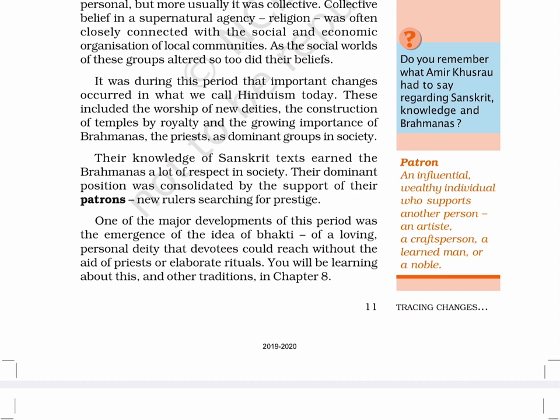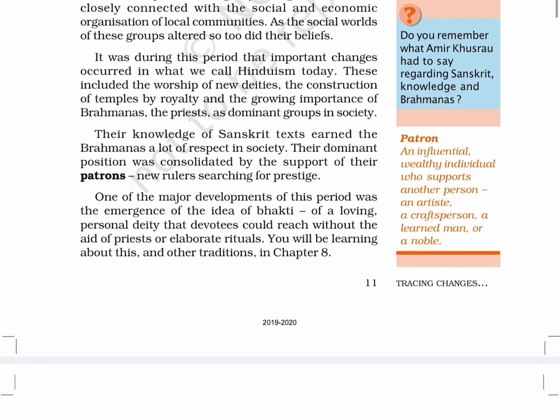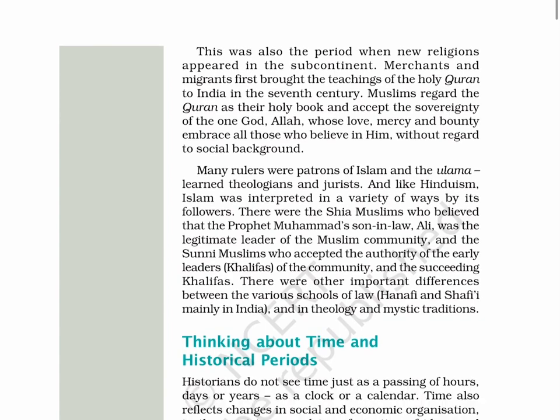One of the major developments of this period was the emergence of the idea of bhakti, of a loving, personal deity that devotees could reach without the aid of priests or elaborate rituals. You will be learning about this and other traditions in Chapter 8, page 12. This was also the period when new religions appeared in the subcontinent.